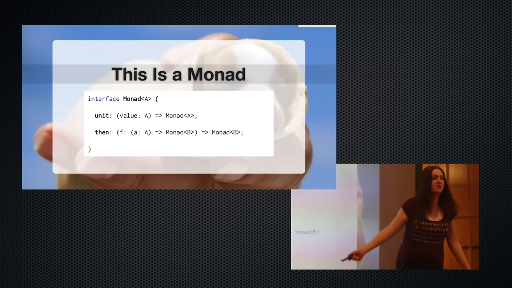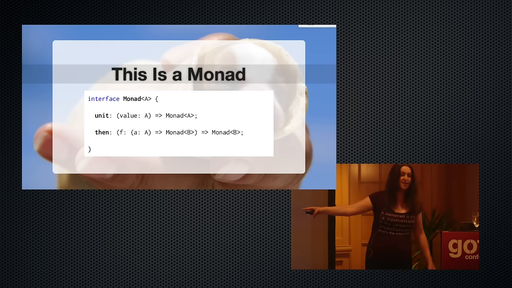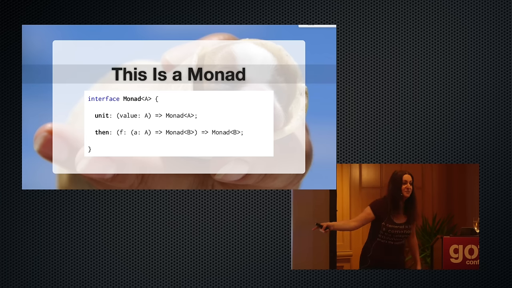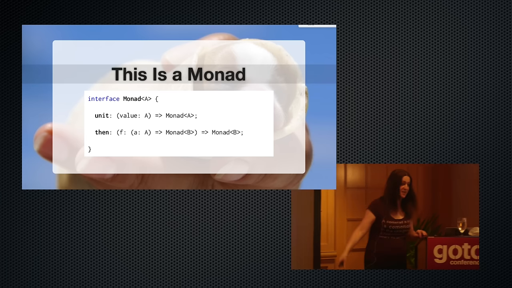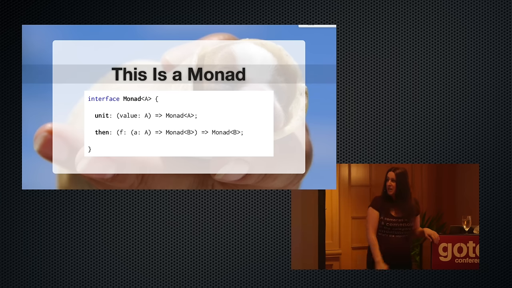Does that look familiar? Does that look familiar to you? This is our async interface from previously. This is literally a promise. That's all it is. You got the unit method, you got the then method. If you got that, you got a monad.